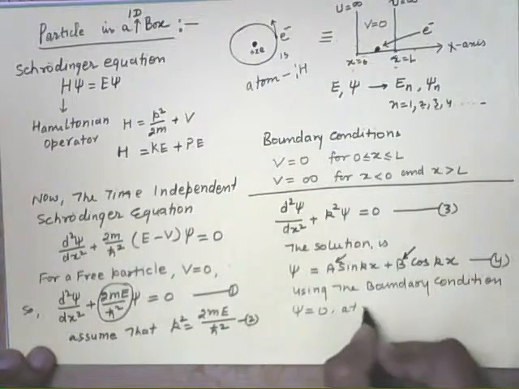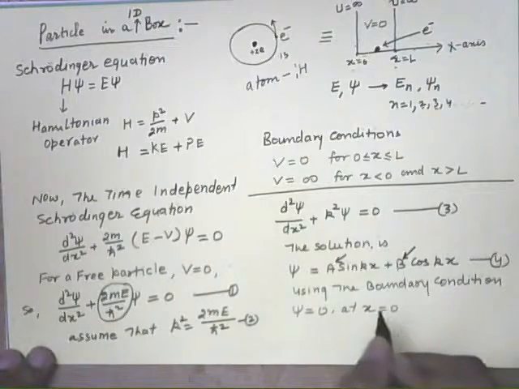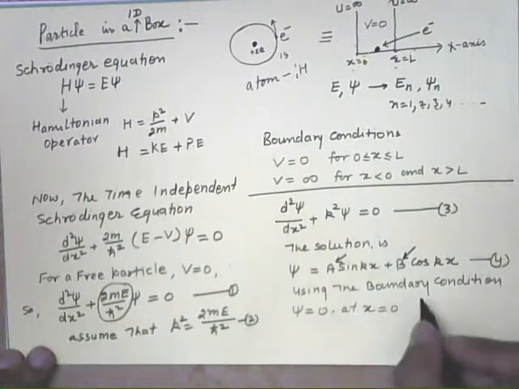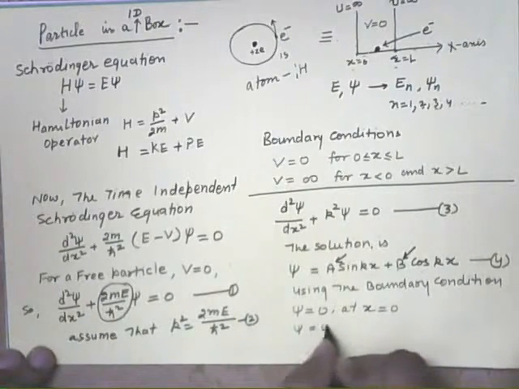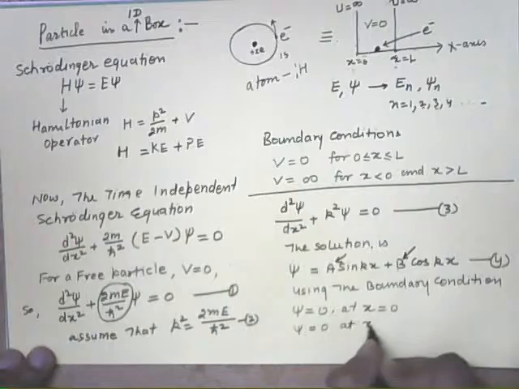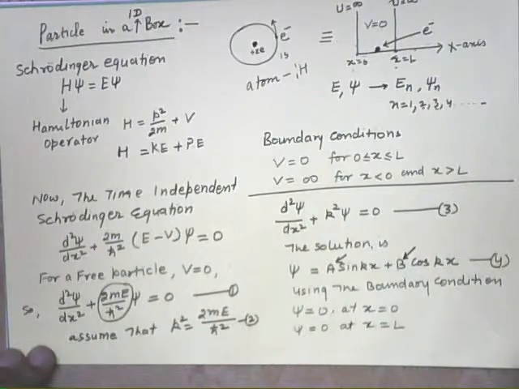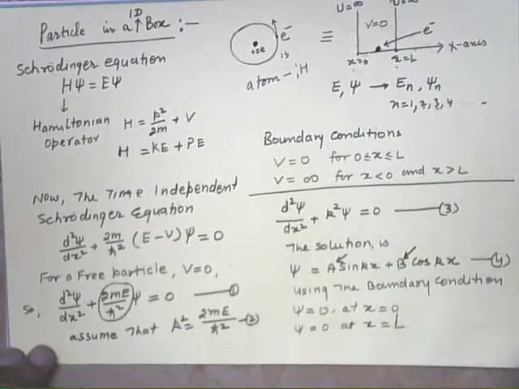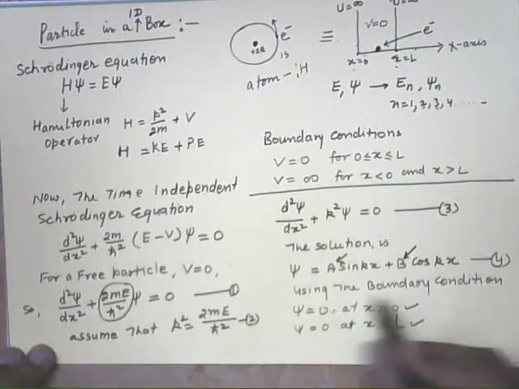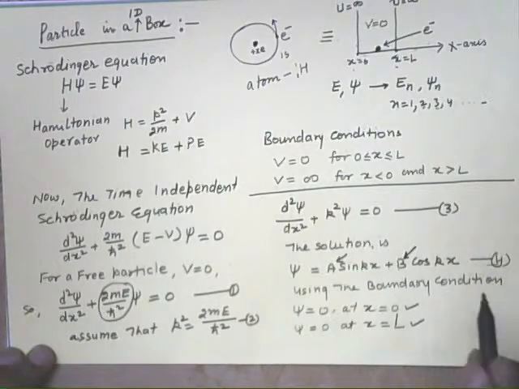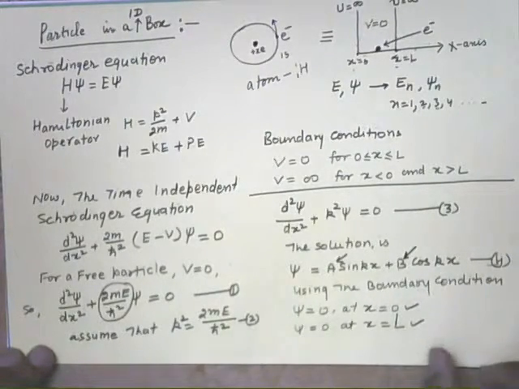So using the boundary condition, ψ is equal to 0 at x = 0 and also ψ is equal to 0 at x = L. So these are the boundary conditions. Now we have to apply them one by one into equation number 4. This is our equation number 4, so we have to apply this boundary condition here.